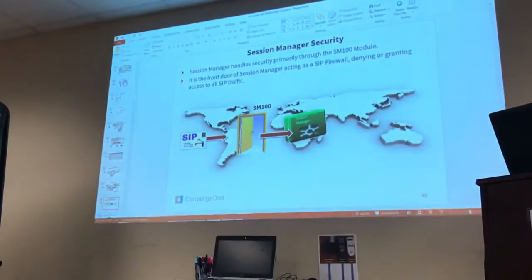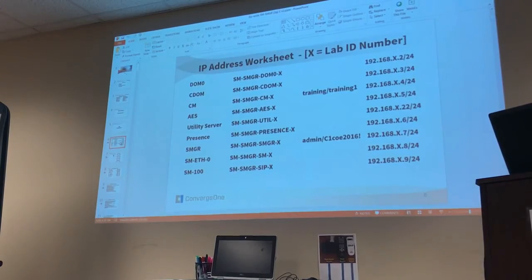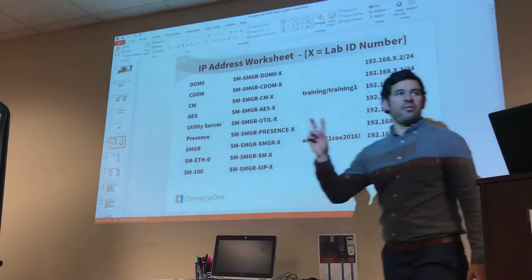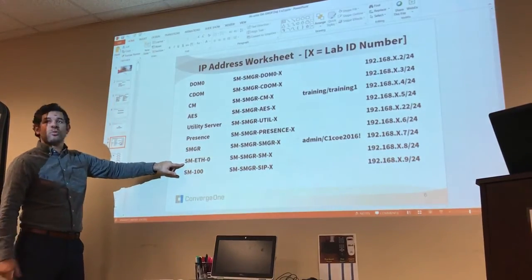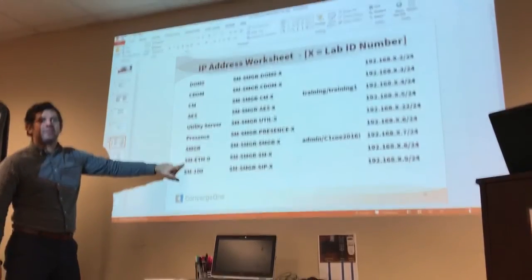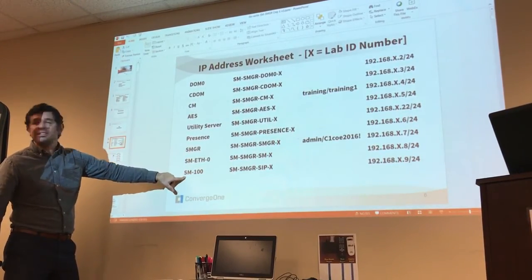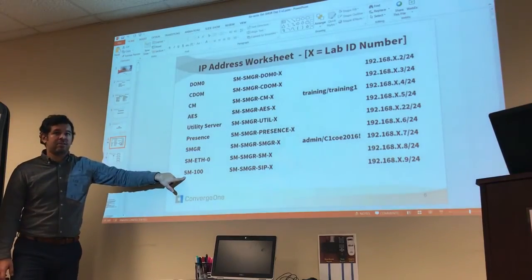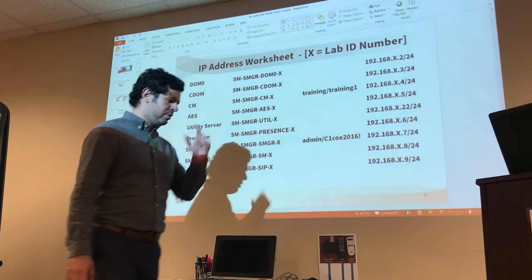Now, if you go back to page 6 in your book. Let me see, I'm on page 48, but if you go back to page 6, notice that you have two interfaces for Session Manager. It says SM Ethernet 0. Which one is that one? Management. And then SM100. Now you know it's Ethernet 2, but that's the security module 100. You see? And here you have the two different IP addresses that you want to use.